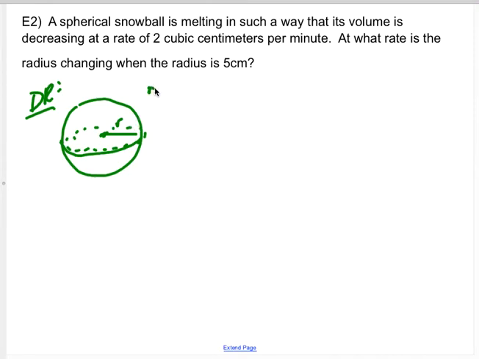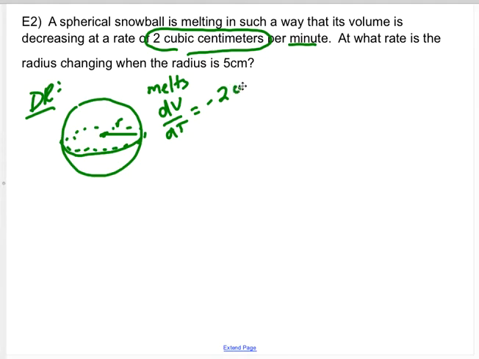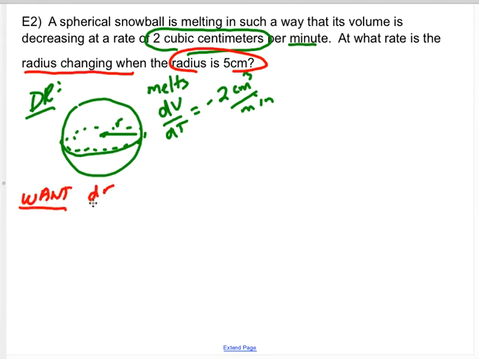So when it melts, we're talking about the volume changing, and the way you can tell that it's the volume changing is it's 2 cubic centimeters per minute. And since it's melting, it's a negative 2 cubic centimeters per minute, because it's getting smaller. So what they want us to find is the rate at which the radius is changing when the radius is 5. So what they want is dr dt when r is 5 centimeters. That's what they want, okay?